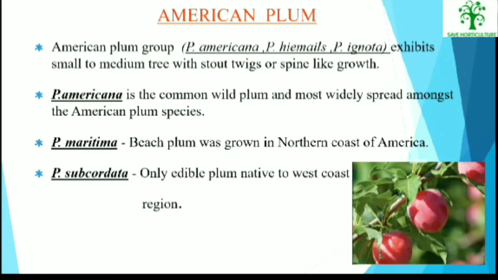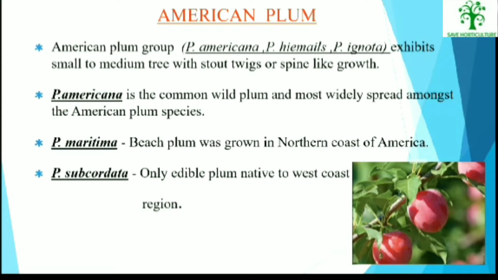American plum, scientifically called Prunus americana. The American plum group, Prunus americana, Prunus hyemalis, and Prunus ignota, exhibits small to medium trees with stout twigs or spine-like growth. Prunus americana is the common wild plum and the most widely spread amongst the American plum species.